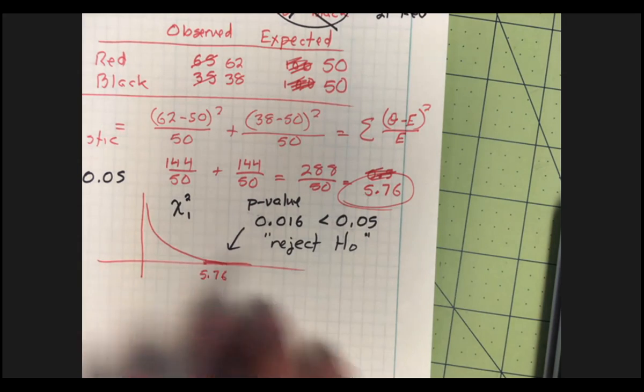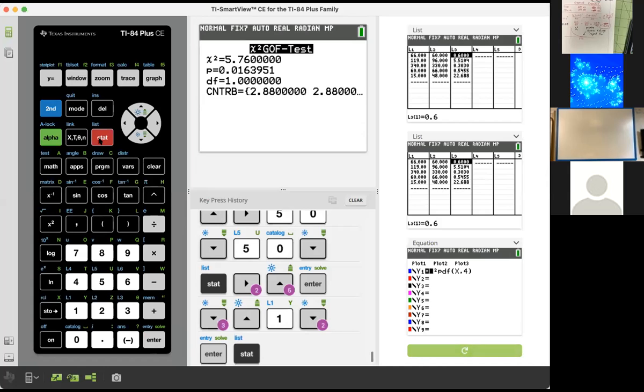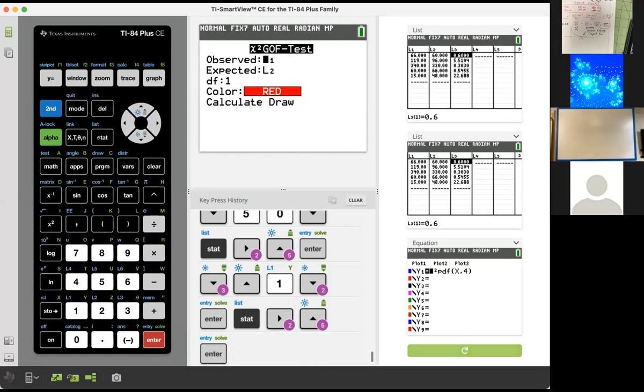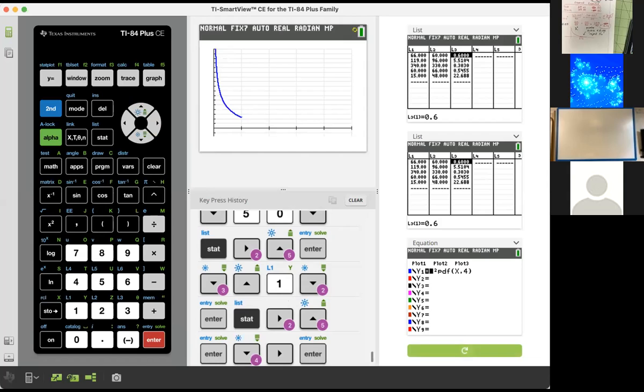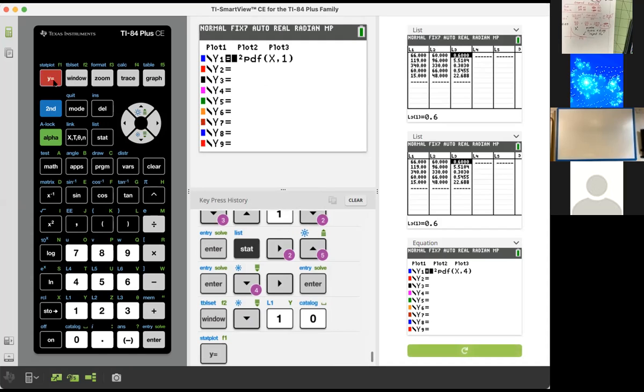But this game that I played here and demonstrated on the calculator is called a goodness of fit test. Let me show you the drawing on the calculator before we leave. So I kept you a little bit longer here, but stat, tests, goodness of fit test. This time, instead of calculating, I'll draw it. The calculator is drawing it here in red. And then the calculator is saying that if it shades above 5.76, it's only going to have a 1.6% chance of winning. The area under there is 1.6. I think I could stretch that out to 10.